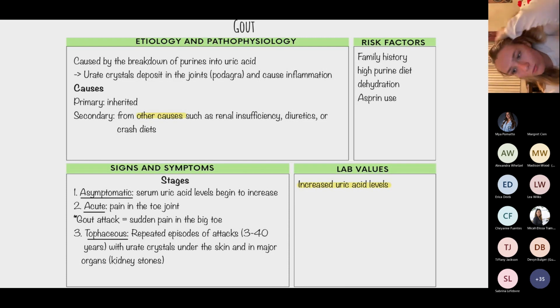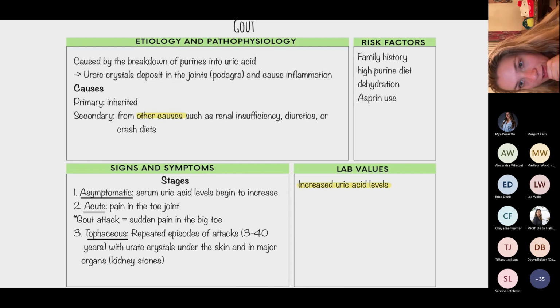With gout, we can treat with medications, but where does uric acid come from? It comes from the breakdown of purines. So naturally, we want to avoid high purine foods, and we'll talk about it. We have a couple of different stages of gout. Usually we have this gout attack in our big toe, and then we also have this tophaceous phase.